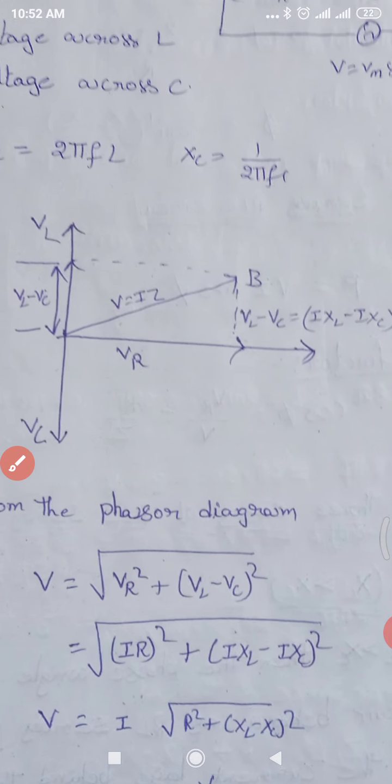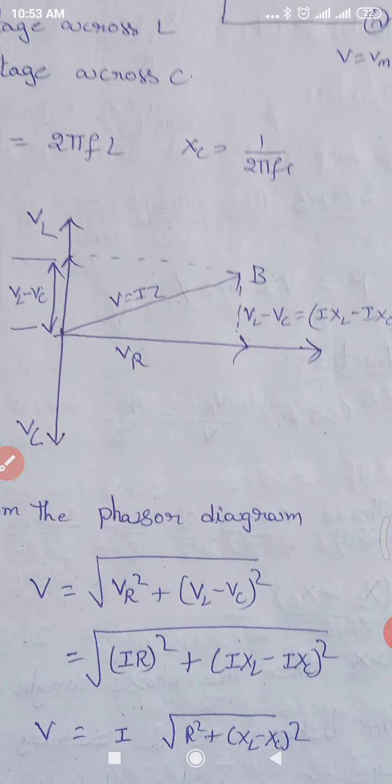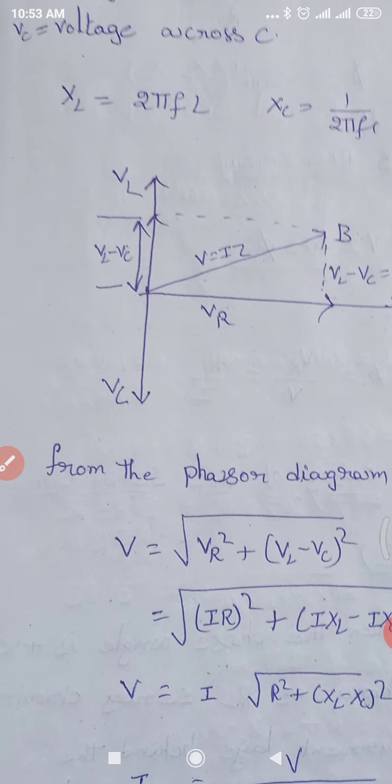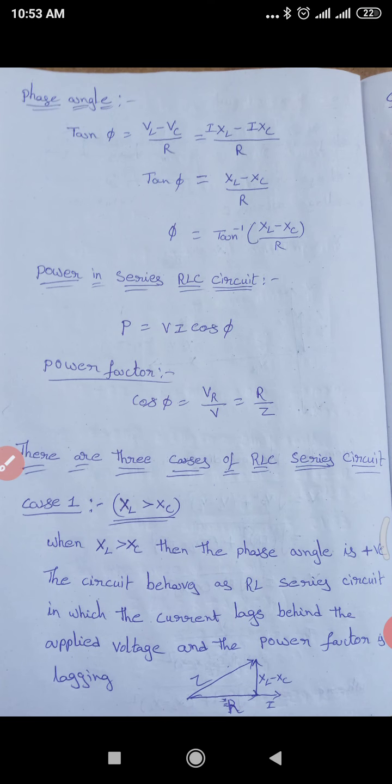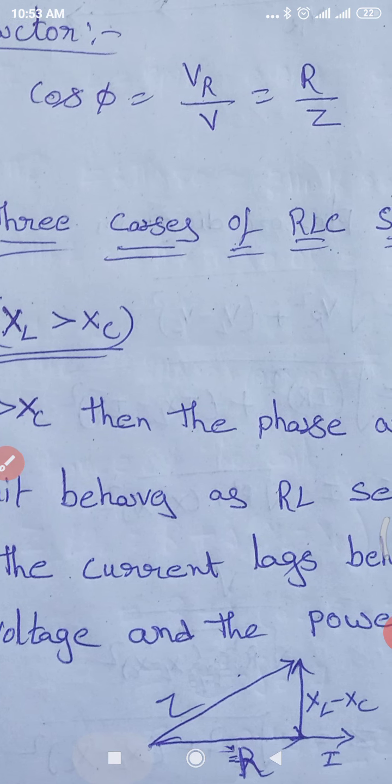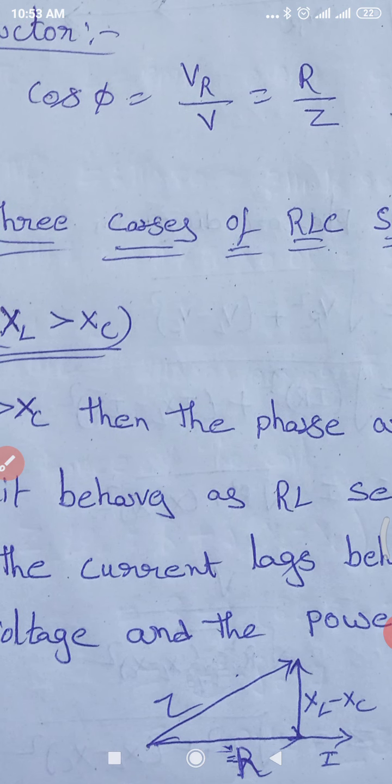So if you see here, XL is greater than XC means the entire circuit becomes an inductive circuit. That means the entire circuit acts like an RL circuit, and the phasor diagram also becomes like this. How the phasor diagram was drawn previously in the RL circuit, okay? So the entire circuit becomes a lagging circuit. So this is about case 1.